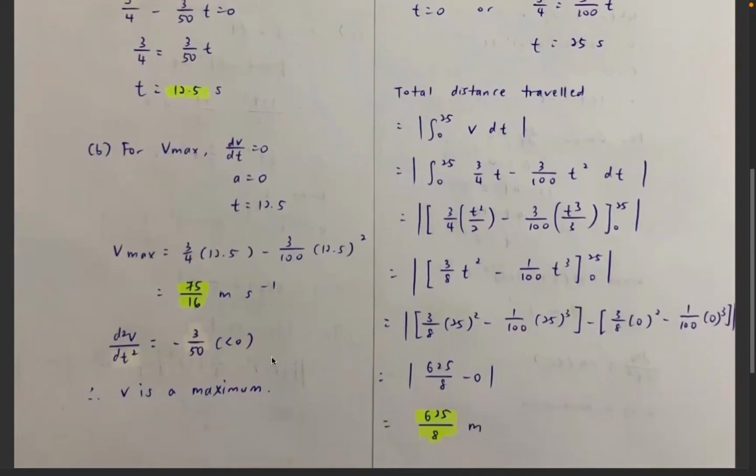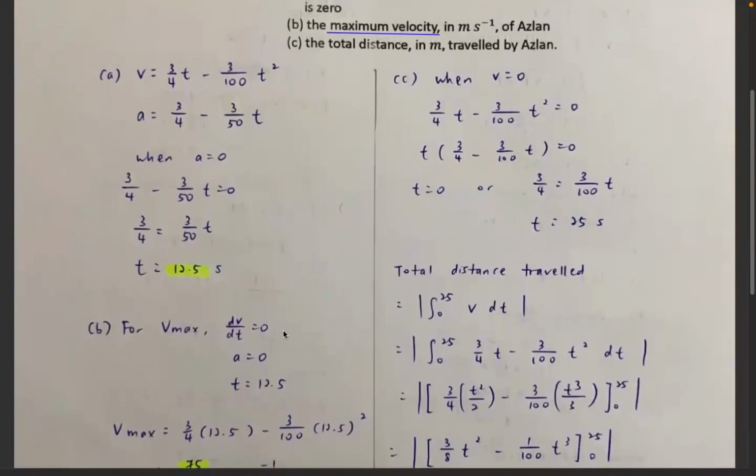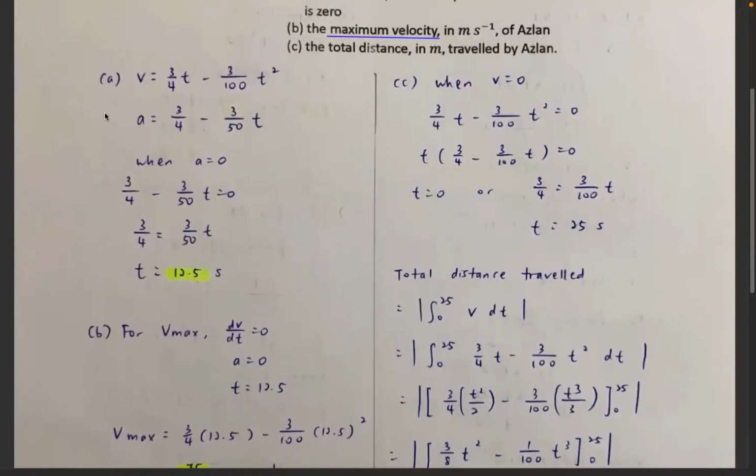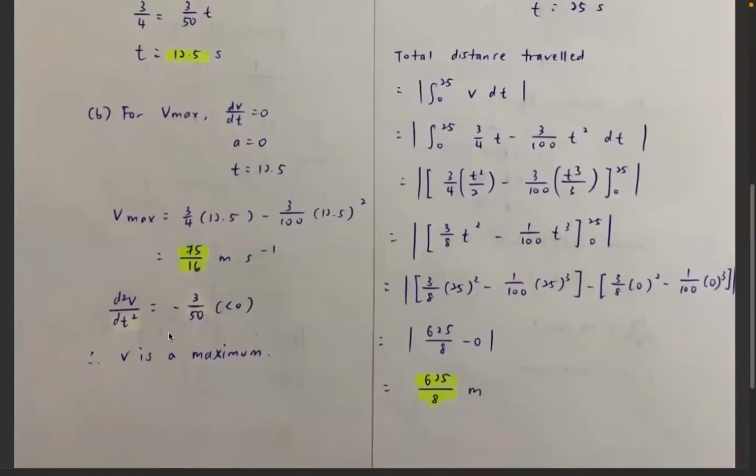And then please prove that the velocity is really maximum. To do so, we have to do d²v/dt². This is v, and a is actually dv/dt. So we have dv/dt equals 3/4 minus 3/50 t. Now we have to differentiate this function again. So d²v/dt² will be negative 3/50. So I write down negative 3/50 less than 0. That means we have proved that the velocity is really maximum.